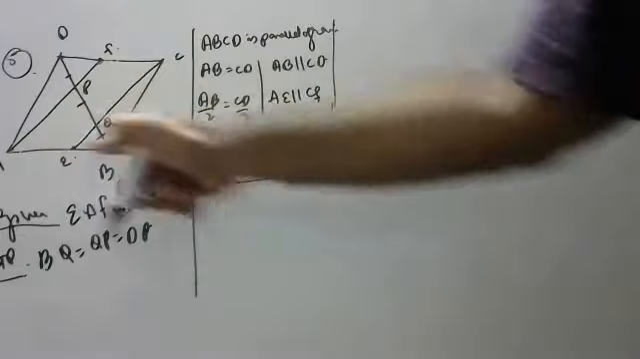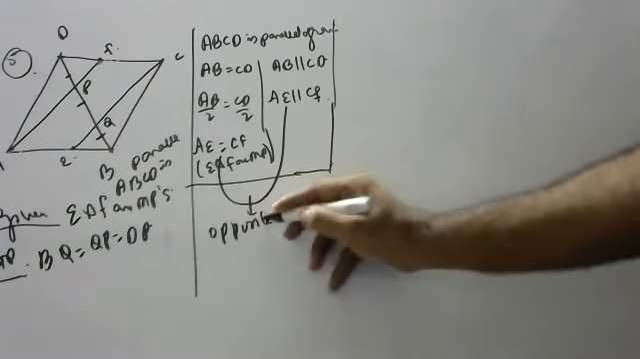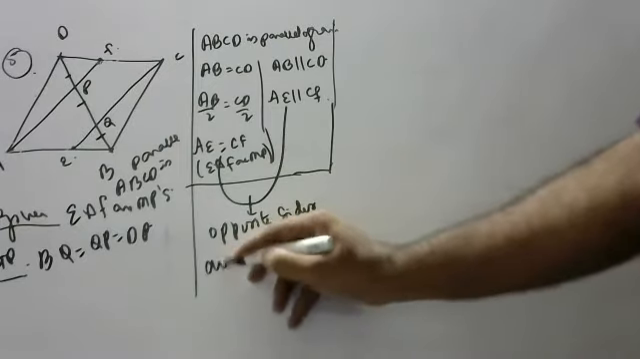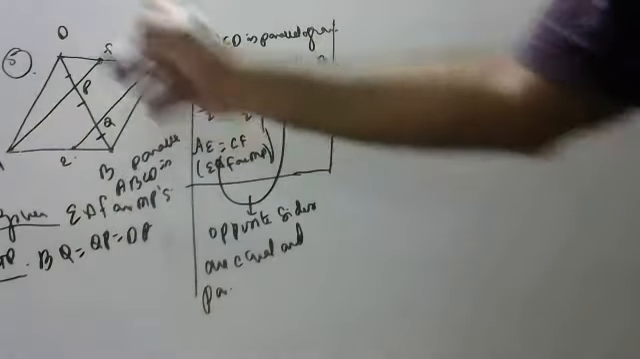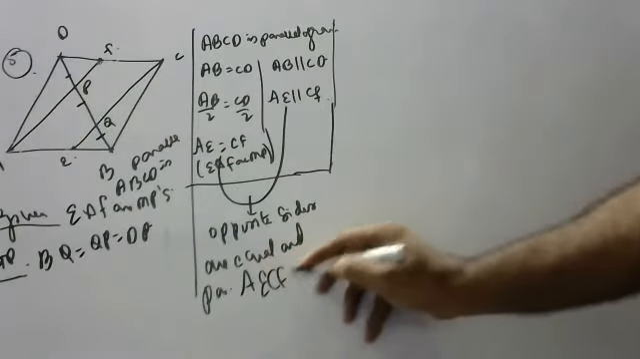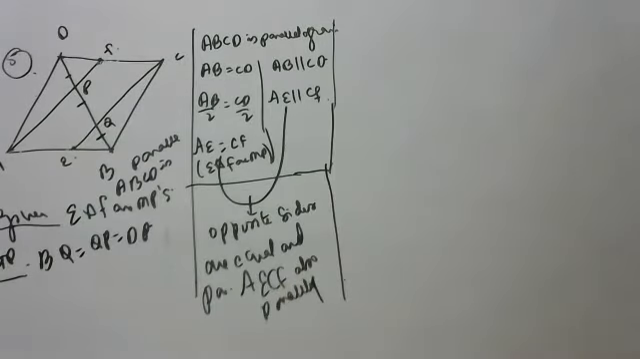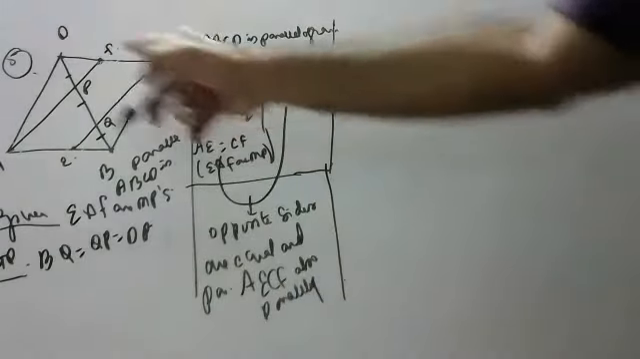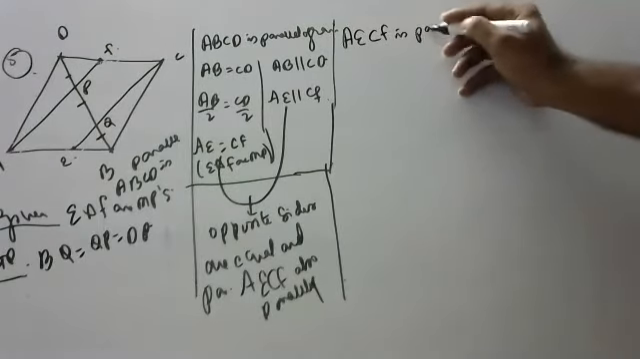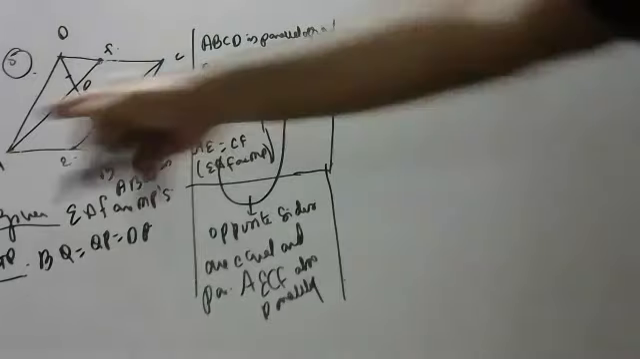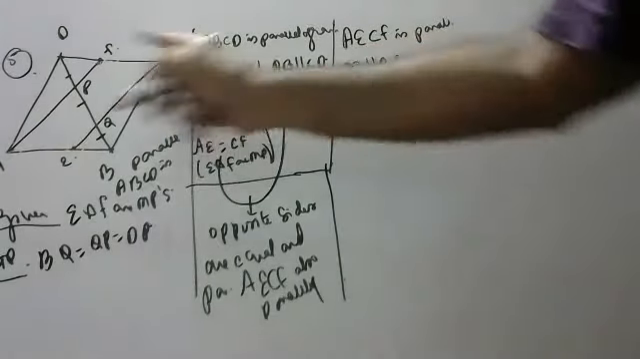I write CF because if opposite sides are equal and parallel, then I can say AECF is also a parallelogram. ABCD is a parallelogram, so AECF is also a parallelogram. As AECF is a parallelogram, I can say EC is parallel to AF.